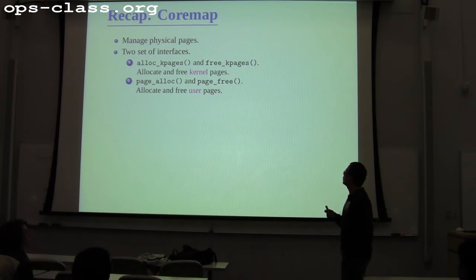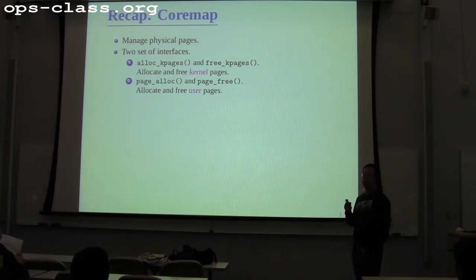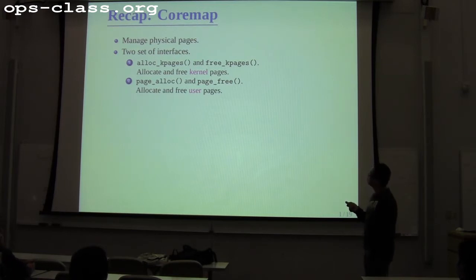When you finish the coremap stuff and continue on the user address space design and implementation, you may want to come up with another set of interfaces, which is called page_alloc and page_free. This is for the user pages. So what's the difference between the two?